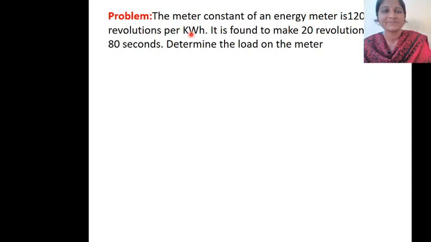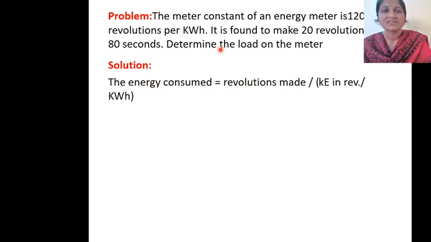And one more problem. The meter constant of an energy meter is 1200 revolutions per kilowatt hour, that is, K is given. It is found to make 20 revolutions in 80 seconds. Then determine the load on the meter. Energy consumed is equal to revolutions divided by K. So 1200 is the K value and 20 is the revolutions. Revolutions divided by revolutions per kilowatt hour will give you the total energy. So 20 divided by 1200 is equal to 0.0167 kilowatt hours.